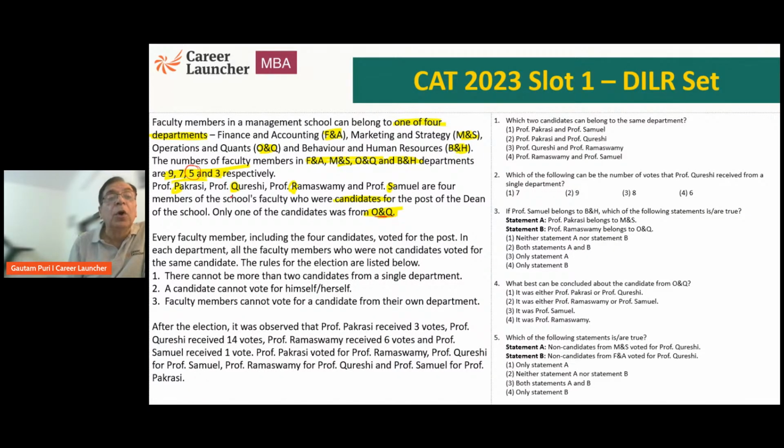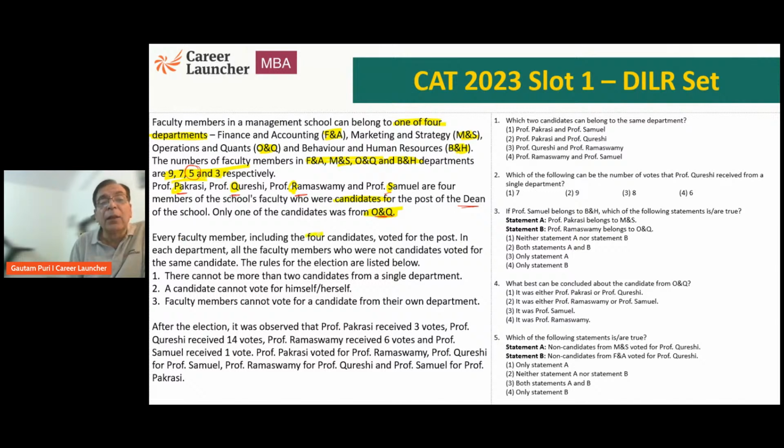Out of the 5 faculty members from OQ, 1 of them is a candidate. 1 of them is either P or Q or R or S and is a candidate for this post of dean. So nothing difficult to understand at this stage. I think everyone should be fine. Now let's see what it says further.